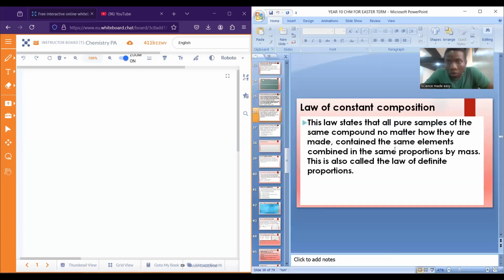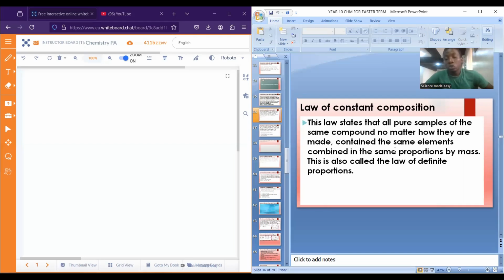So we also have the law of constant composition. Another name for the law of constant composition is the law of definite proportion. The law of definite proportion is telling us that all pure samples of the same chemical compound contain the same proportion by mass.